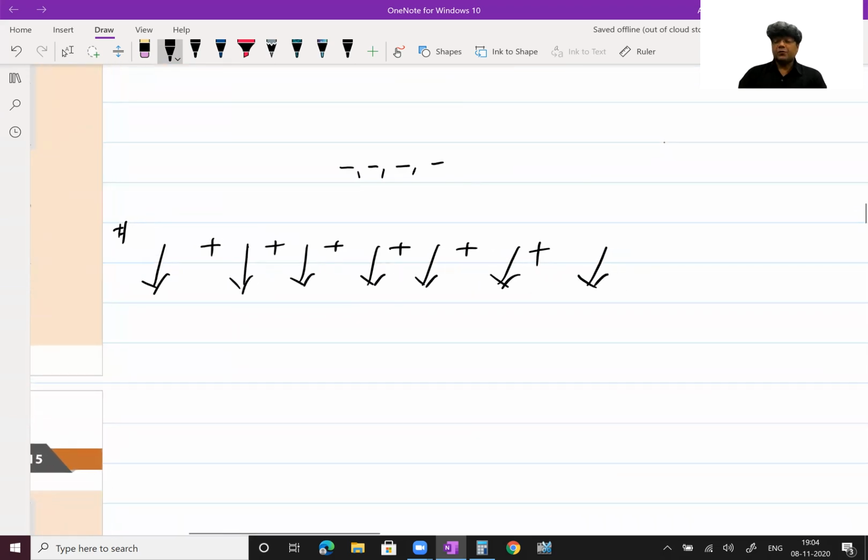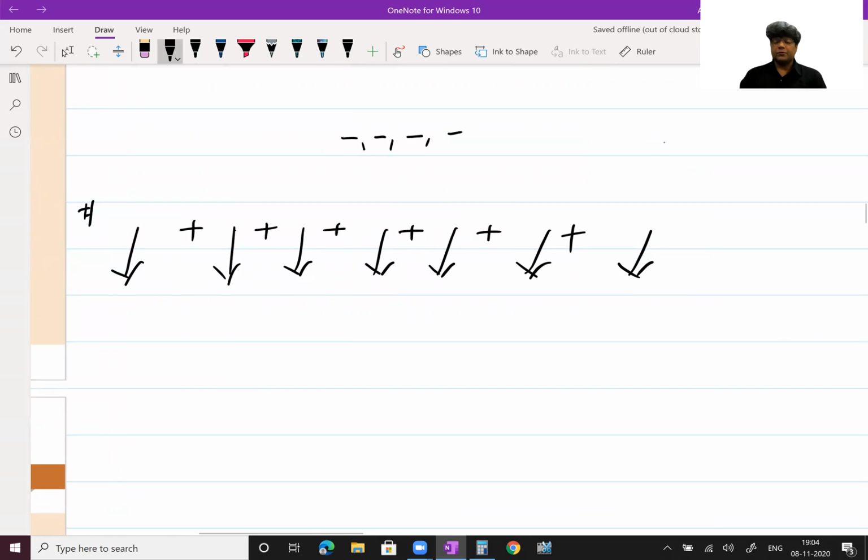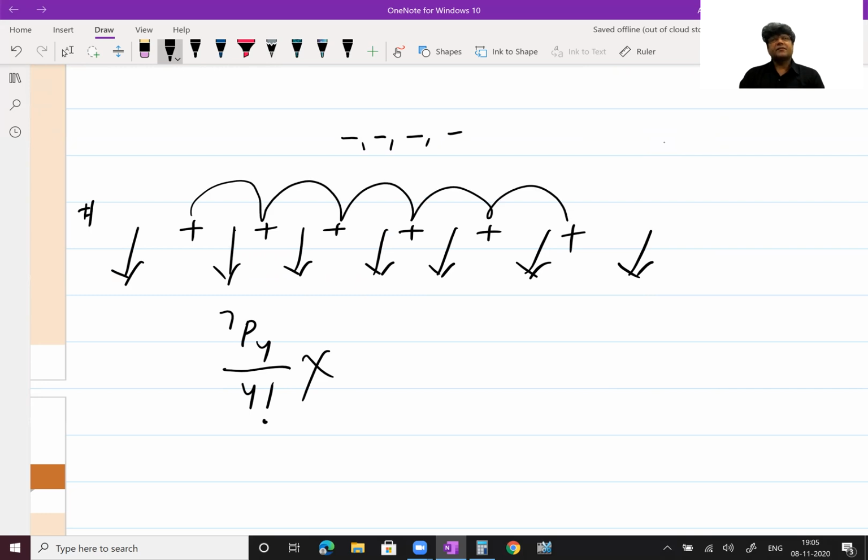So if you go by the rule, what should you do? Out of these 7 places, these 4 minus signs could be arranged in 7P4 ways if they were not identical. But since they are identical, according to the identical formula, it will be divided by 4 factorial as well, because 4 things are identical. Multiplied by what? These 6 plus signs. If they were different, they could be arranged in 6 factorial ways, or 6P6. But since they are identical, it will be divided by 6 factorial as well.